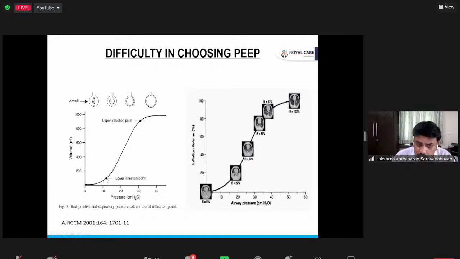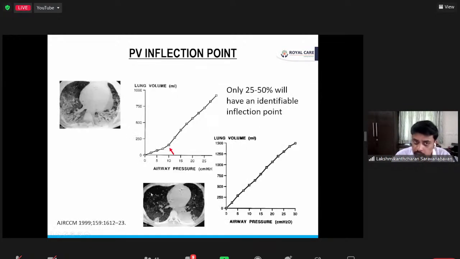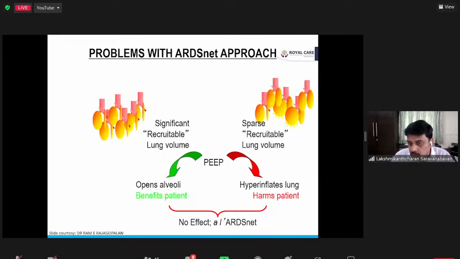So is it easy for us to identify this lower inflection point? Definitely not. Even if the ventilator gives you this graph, only 25 to 50% will have an identifiable inflection point. Other waveforms will predominantly be like this. It is very difficult for you to identify the point of lower inflection. So for us to keep the PEEP above that lower inflection.